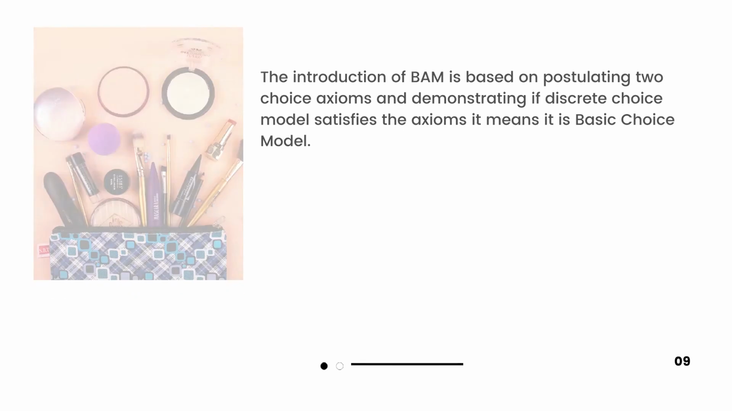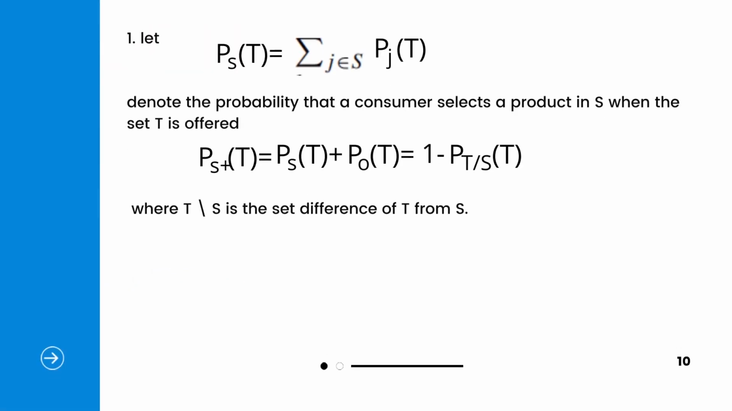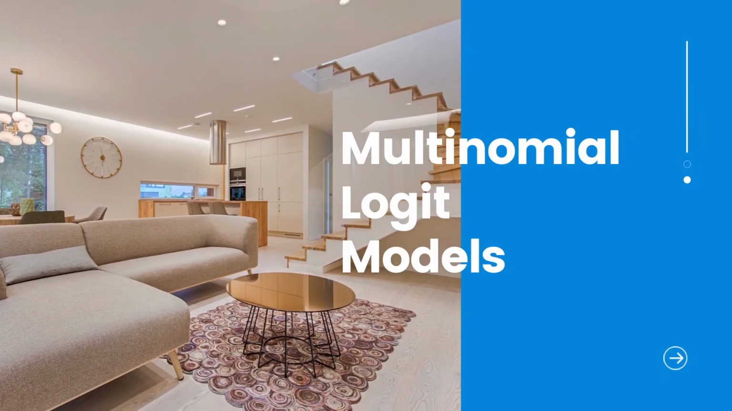For any subset S which is a subset of set T, let Ps of T, which is equal to the summation of Pj of T, denote the probability that the consumer selects some product in set S when the set T is offered. Also, Ps plus of T is equal to Ps of T plus P0 of T, which is equal to 1 minus P of T slash S of T, where T slash S is the set difference of T from the set S.